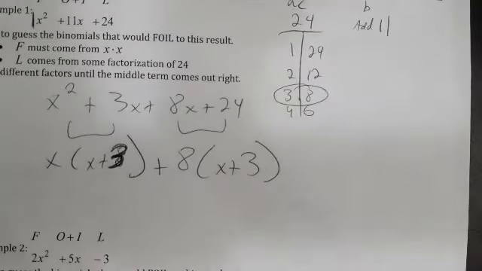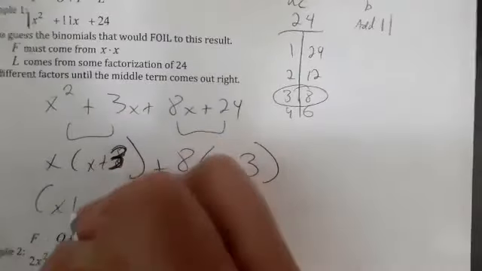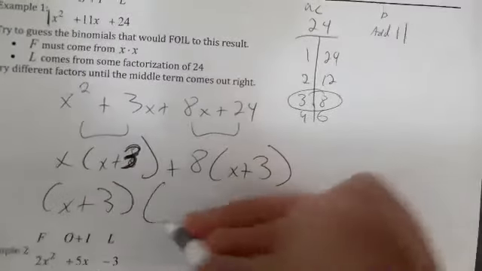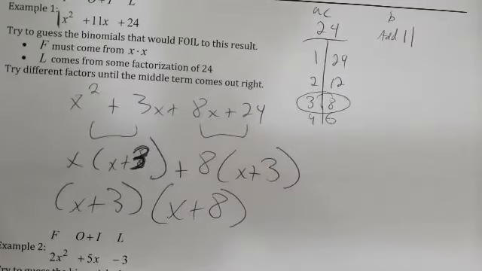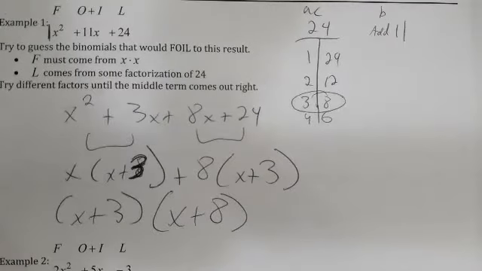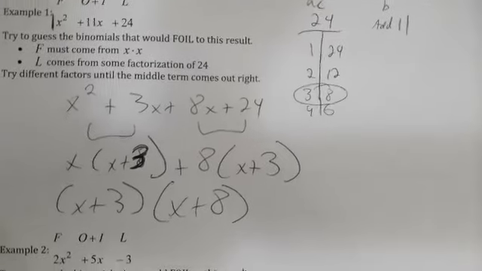So let's look at this. This is x plus 3 I can pull out. I'm left with an x plus 8. So this factors into x plus 3, x plus 8. So I don't want to jump to any conclusions, but you might notice something there, how it factored.